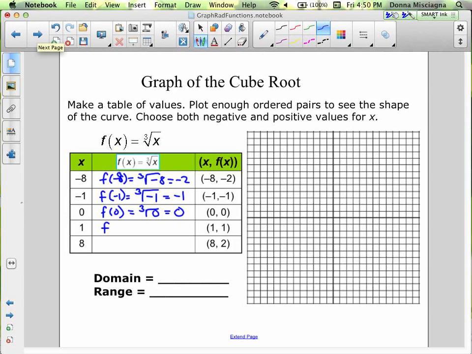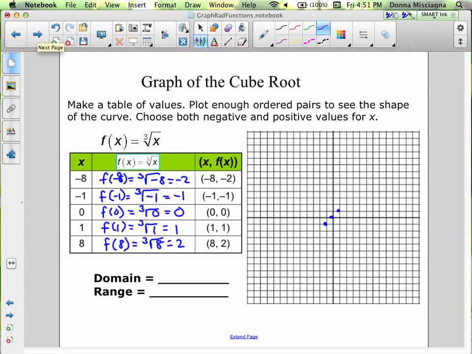All right, so f of 1 is going to give us the cube root of 1, which is 1. And then f of 8 is the cube root of 8, which is 2. Right? And those are the same values that we have over on the side. And let's graph those. So we have the points (0, 0), (1, 1). And I'm going to graph this point here, (-1, -1).